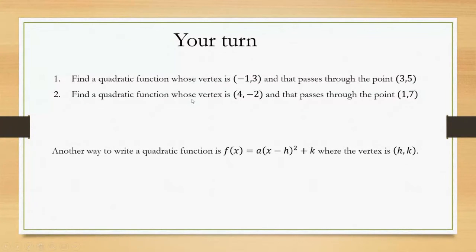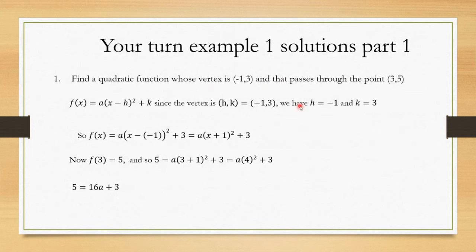Okay, so again, we want to get a quadratic function. For the first one, we want a quadratic function whose vertex is (-1, 3), and it passes through the point (3, 5), right? So we're going to get it in this form. (h, k) is our vertex, right? And it passes through the point (3, 5).